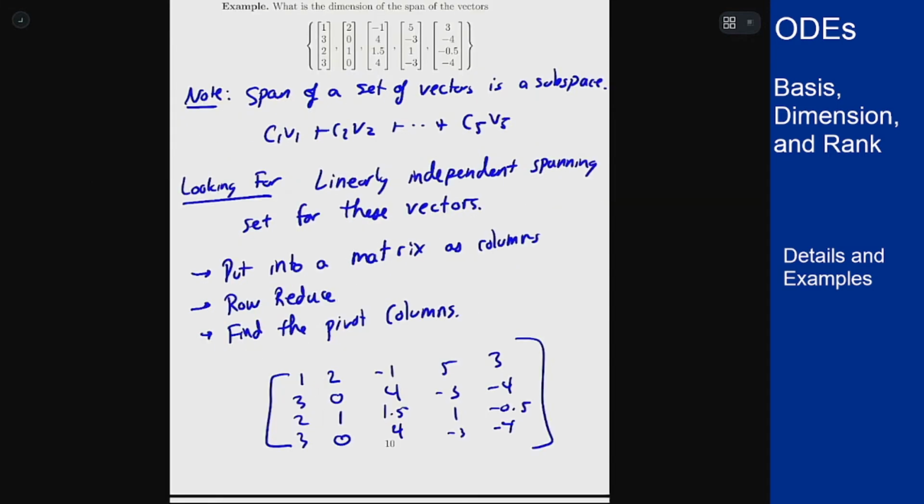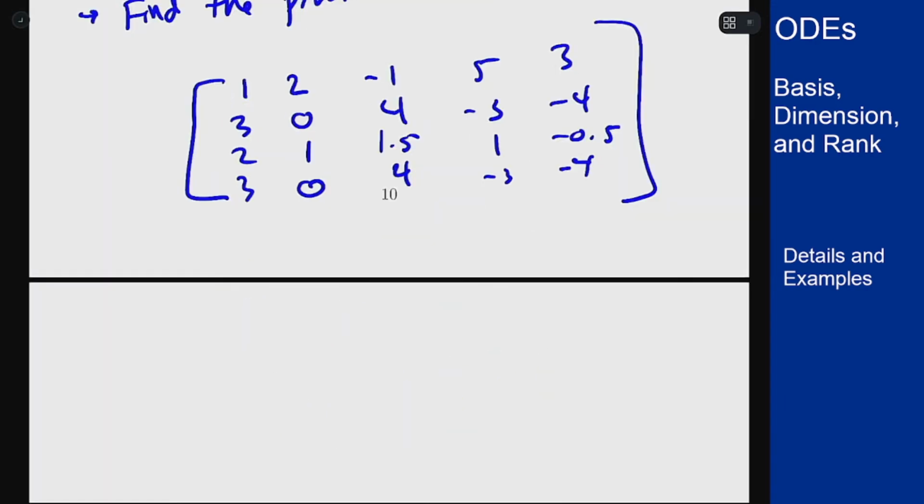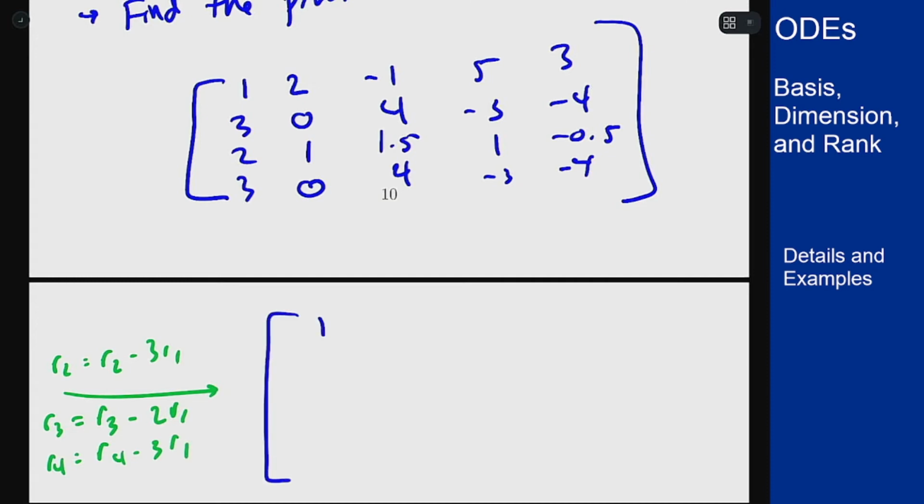So there is our starting matrix, and now we're going to row reduce from here. So we already have a 1 in the top left corner. We can leave that where it is, and then I can cancel down from there. So my first step here is going to be row 2 is row 2 minus 3 row 1 to get rid of that 3. Row 3 is row 3 minus 2 row 1. And row 4 is row 4 minus 3 row 1 again. So if I do that, the top row stays the same.